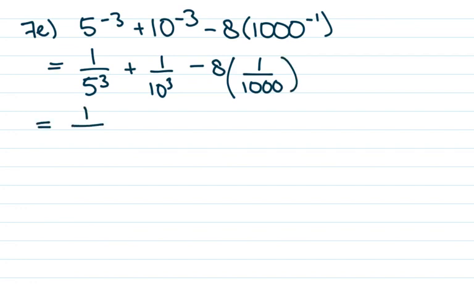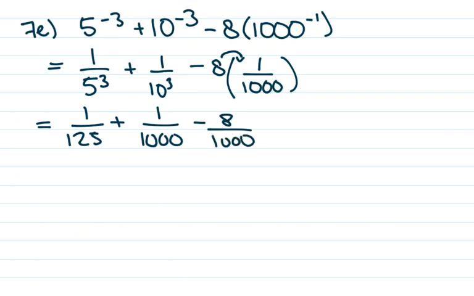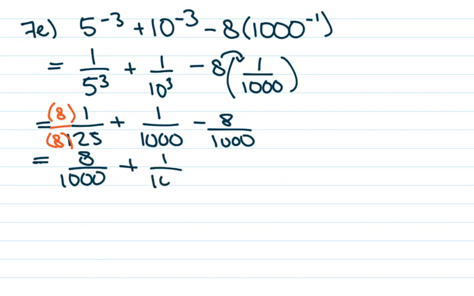So I'm going to do 5 to the power of 3 is 125. So 1 over 125. 10 to the power of 3 is 1,000. Minus, I'll just do this multiplication, 8 over 1,000. Now, in order to add and subtract fractions, I need a common denominator. So the common denominator would be 1,000, and I need to multiply this first fraction by 8 over 8 to get that. So now I'll have 8 over 1,000 plus 1 over 1,000 minus 8 over 1,000. So 8 plus 1 is 9, minus 8 is 1. So I'm left with 1 over 1,000.